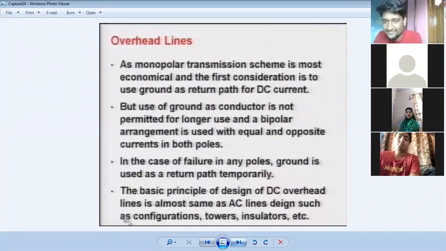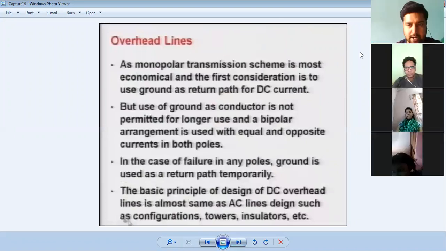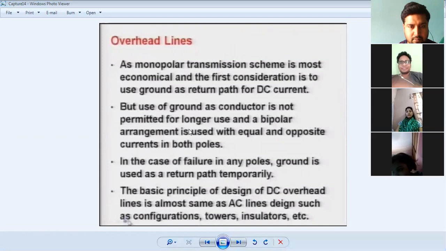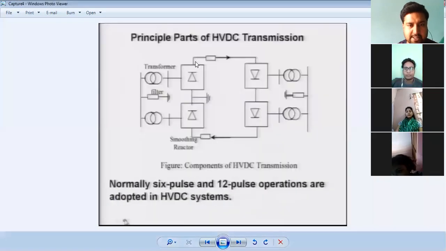Next are overhead lines. Overhead line means the conductors are overhead. In case of monopolar, only a single conductor is used, and the ground. You can see the picture here. These are called the conductors or overhead lines.